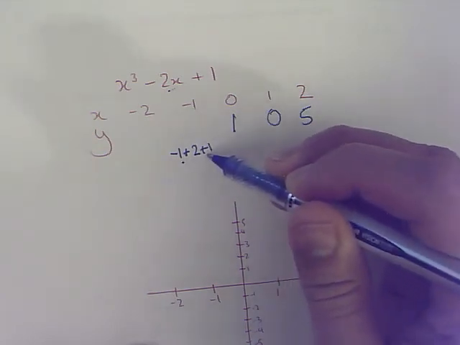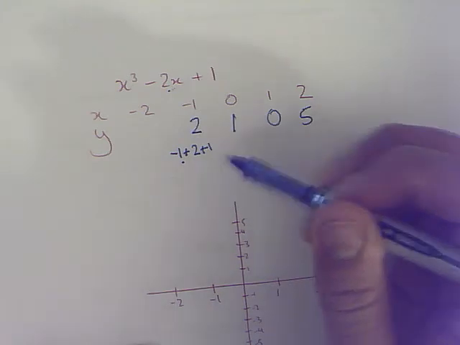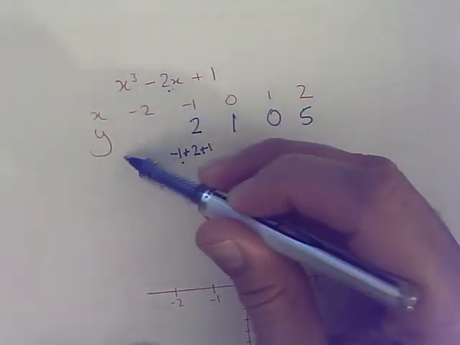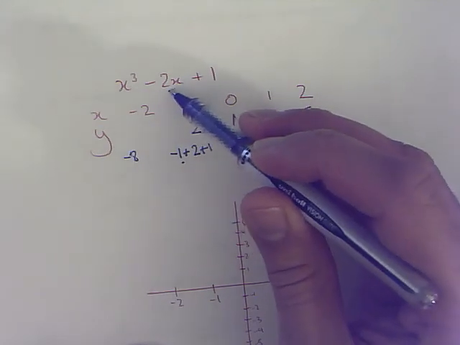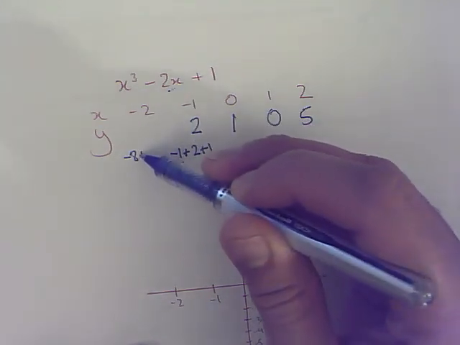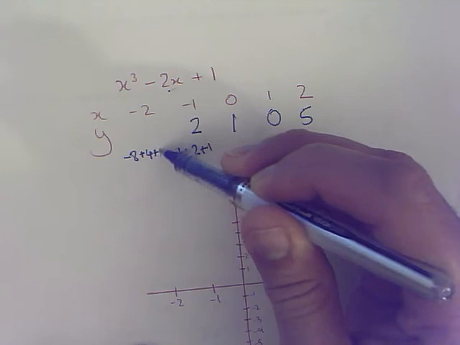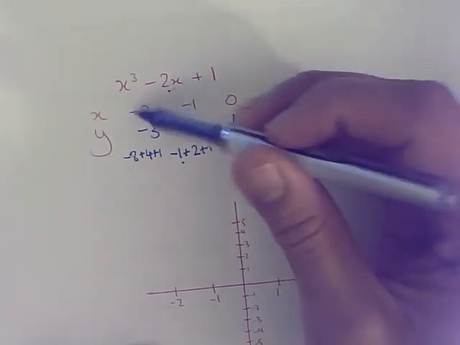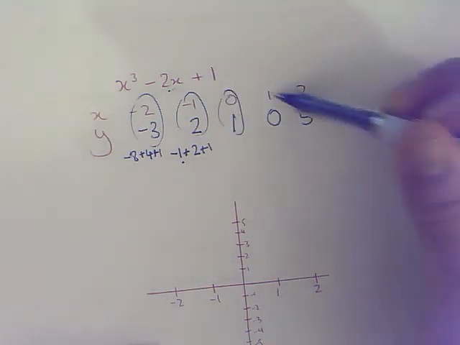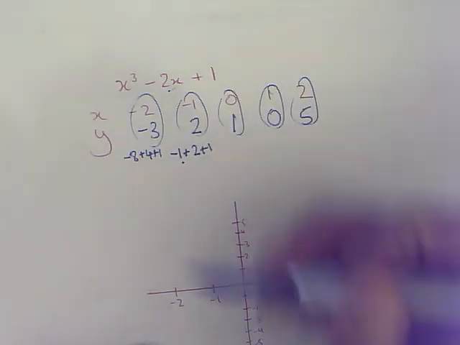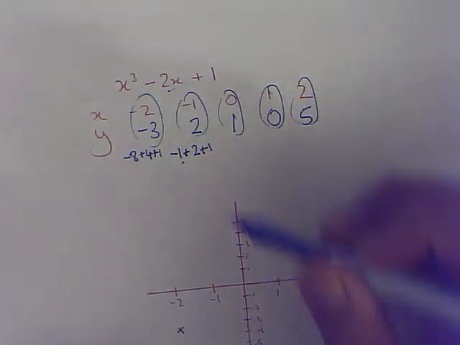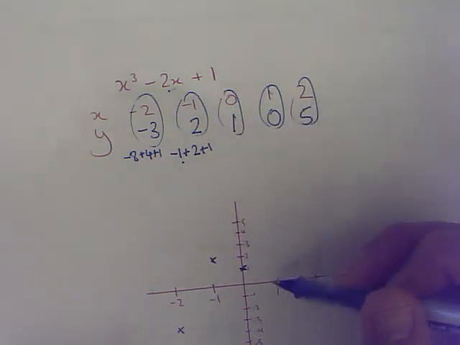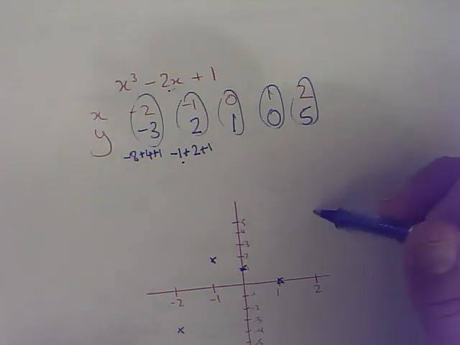For the positive numbers, it's easier. 2 cubed is 8, minus 2 lots of 2 is 4, plus 1 is 5. 1 cubed is 1, minus 2 ones is minus 1, plus 1 is 0. 0 cubed minus 2 zeros is nothing, plus 1 is 1. It's when we get to the negative numbers that people are more likely to make mistakes. Minus 1 cubed is minus 1.